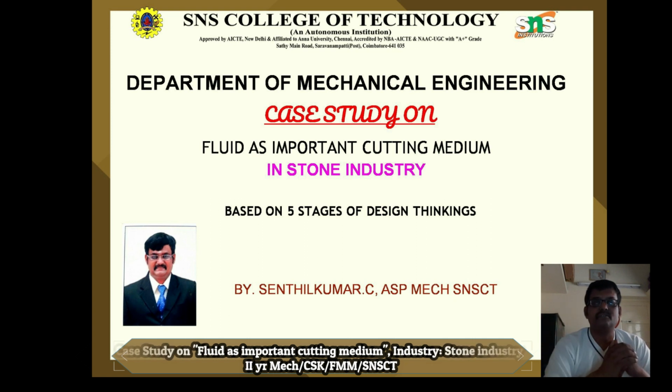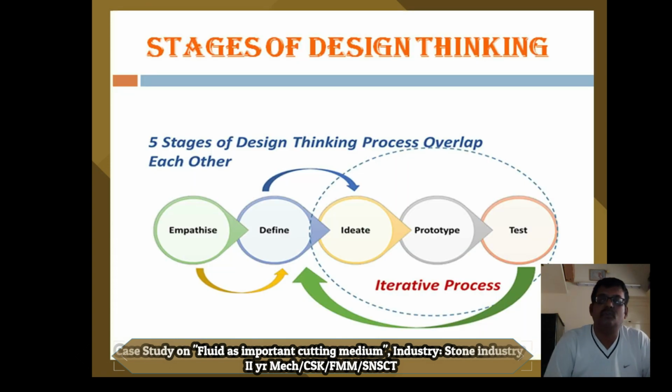Okay. So my dear students, you would have studied the design thinking course in your junior semester itself. It has 5 stages: empathize, ideate, define, prototype and test. In these 5 stages, the iterative processes are ideate, prototype and test, and the empathize and define processes are interrelated, and define and ideate processes are interrelated.